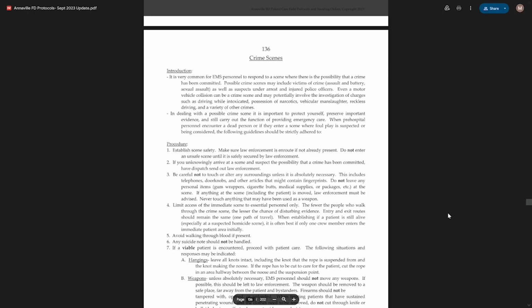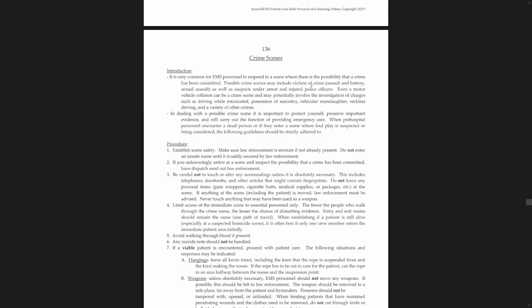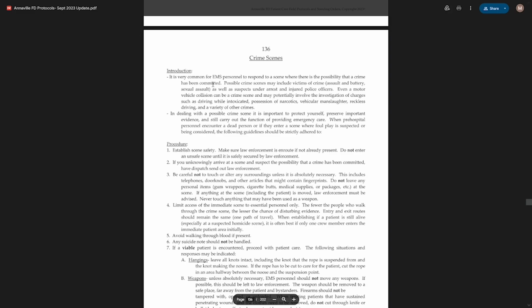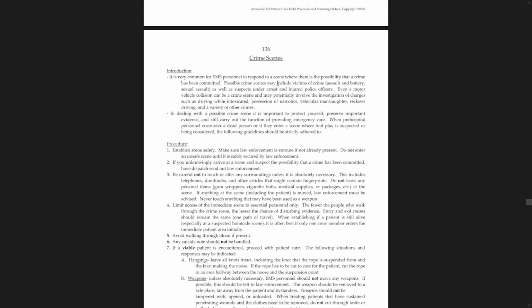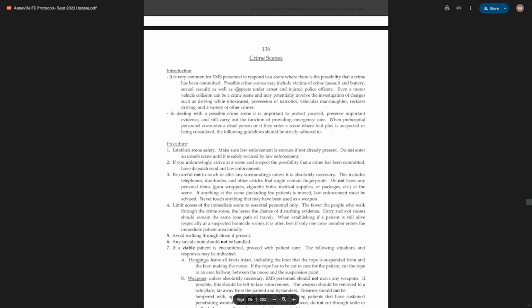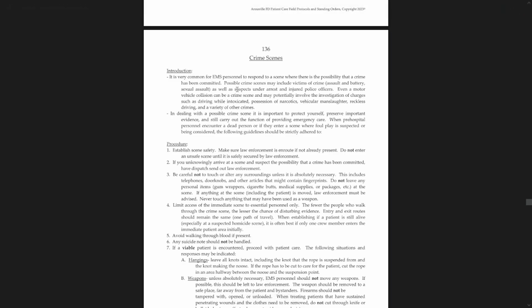For a crime scene, it is very common for EMS personnel to respond to a scene where there is a possibility that a crime has been committed. Possible crime scenes may include victims of assault and battery and sexual assault, as well as suspects under arrest and injured police officers. Even a motor vehicle collision can be a crime scene and may potentially involve the investigation of charges such as driving while intoxicated, possession of narcotics, vehicular manslaughter, reckless driving, and a variety of other crimes.